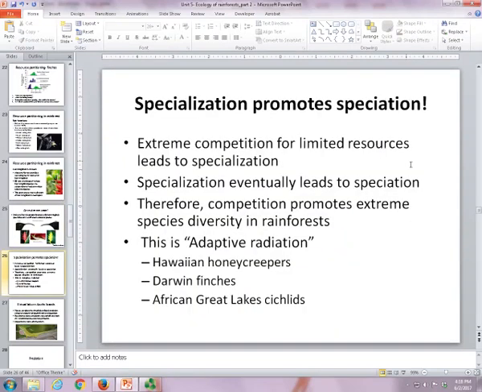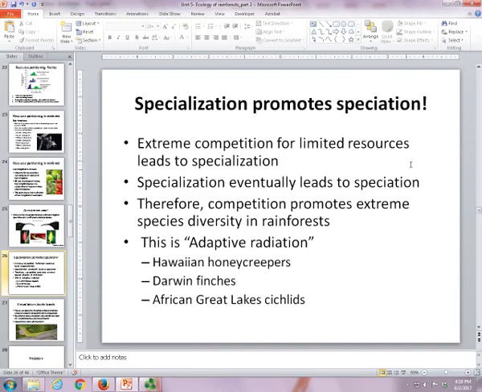So overall, specialization actually promotes speciation. When the resources are limited, but at the same time there are so many individuals, you all can coexist if you specialize on one group of the resource. And this specialization eventually leads to speciation. And we discussed this with Madagascan vangas. Do you remember that example? And also Hawaiian honeycreepers.